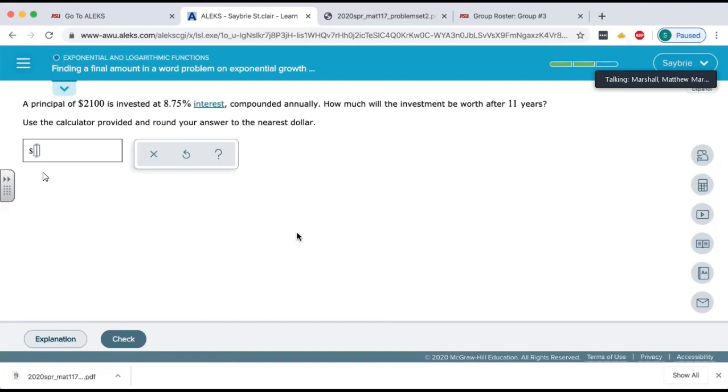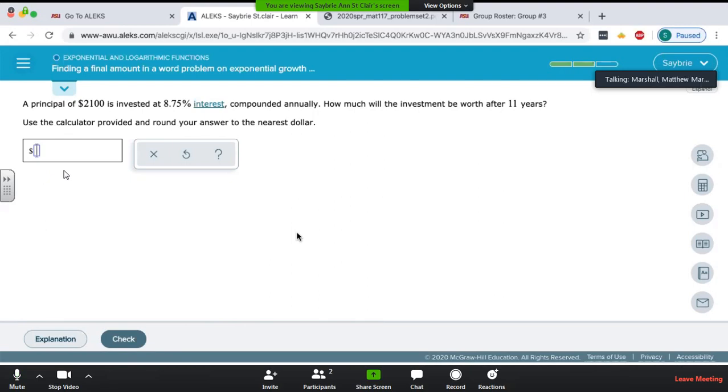Alright, so you got 8.75%. That means the total that's going up is 1.0875. So this formula is 2100 times 1.0875 raised to the 11th power. I'm going to send you a picture of that. Should be coming.